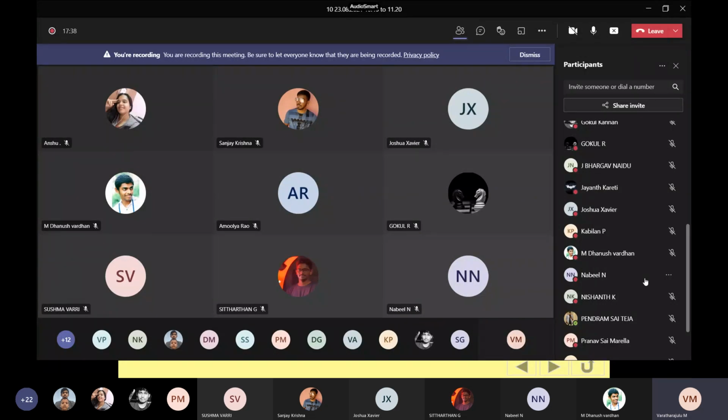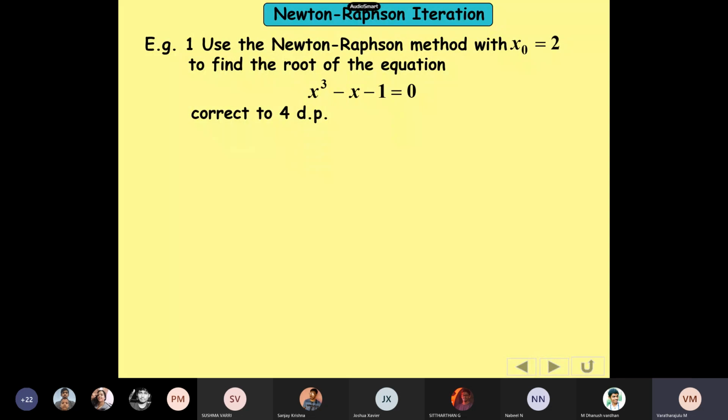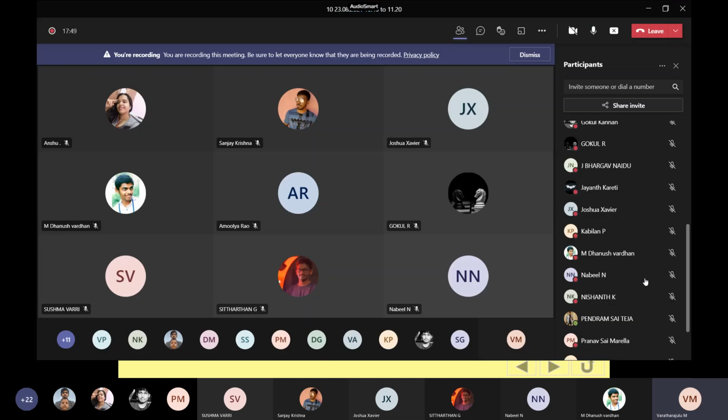Keep your decimal places to 4. Take your calculator. Kabilan, you are going to answer this example 1. I am going to depend on you to get the answer. Keep your decimal places to 4. Are you ready, Kabilan? Okay, sir.